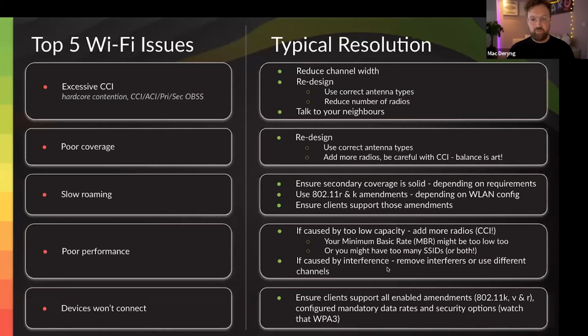Issue number 4 is poor performance. Poor performance is typically due to high contention, so issue number 1, and too low capacity. You might need to have more radios. Be careful with that CCI. Your minimum basic data rates might be too low, so all your management and control traffic, like beacons, might be eating up a lot of airtime. And if you have too many SSIDs, that will not help because you will have more beacons in the air. Too many SSIDs at low basic data rates might be a network killer completely.